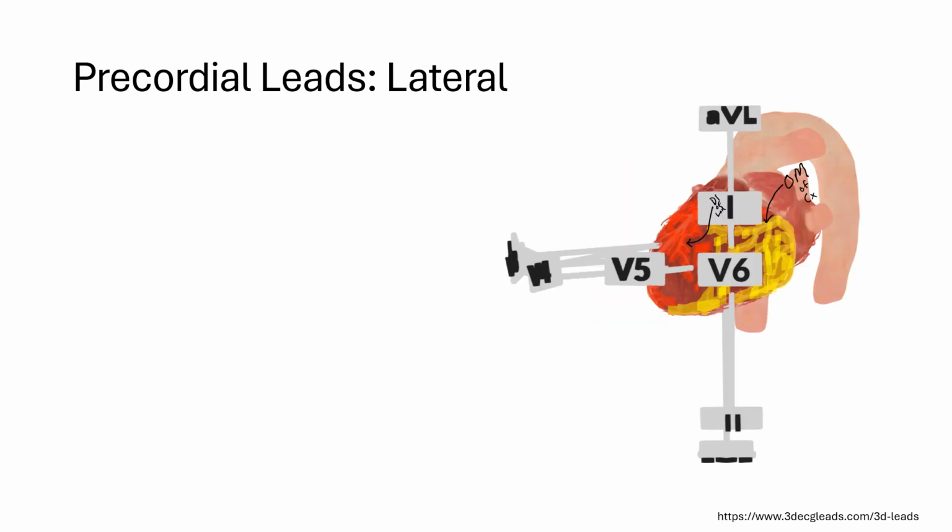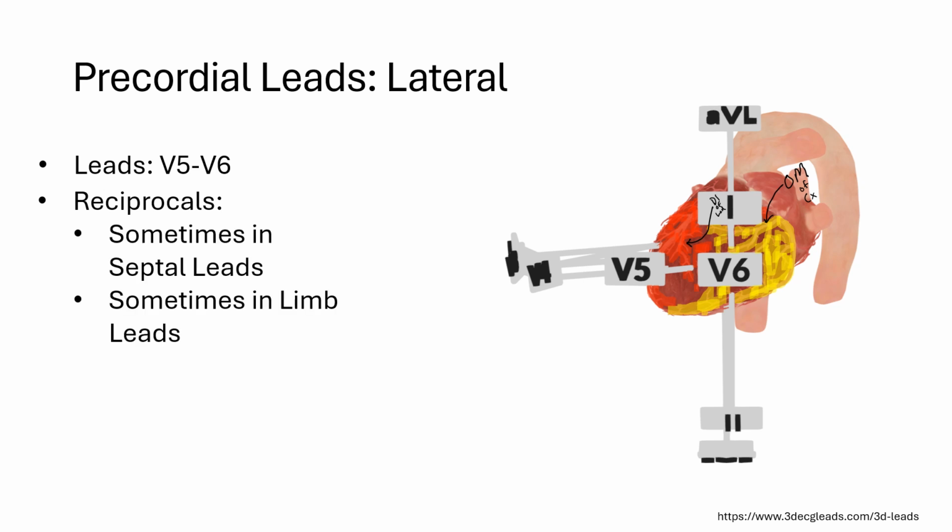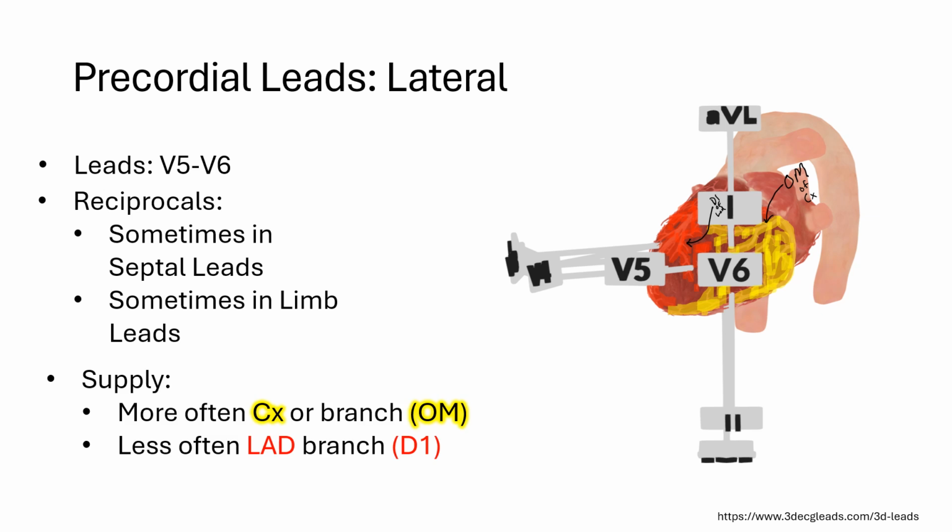Now let's discuss the lateral precordial leads, leads V5 and V6. Sometimes there are reciprocals in the septal leads, sometimes in the limb leads. The supply is usually the circumflex or its branch, the obtuse marginal artery. Less often it's the LAD or its main branch, the D1.